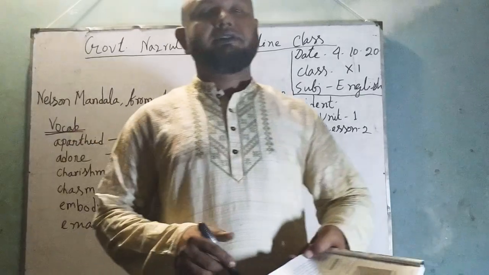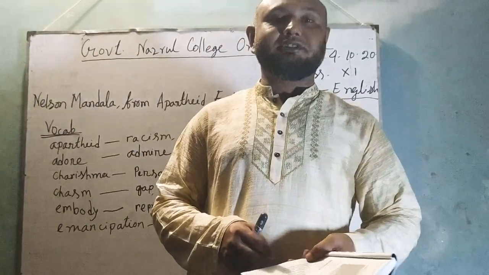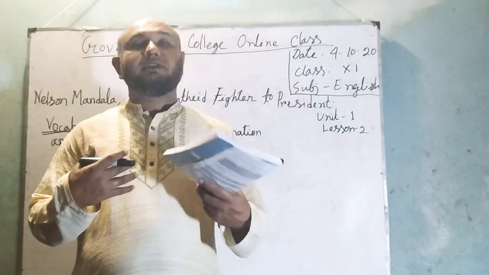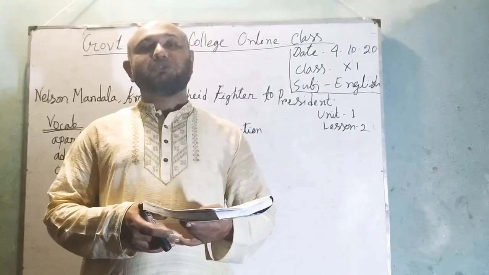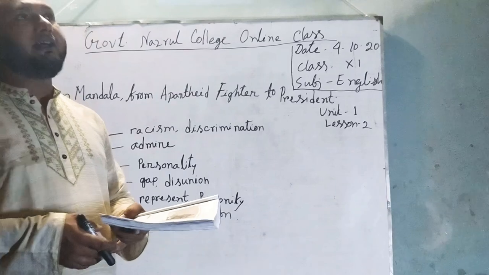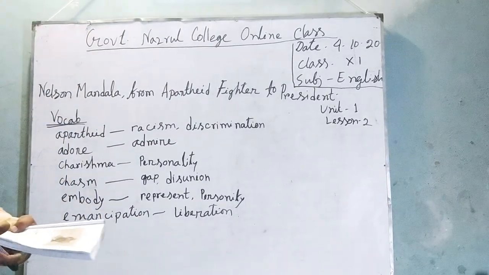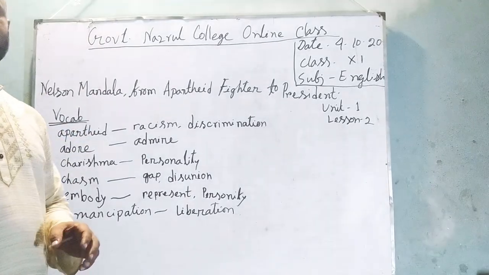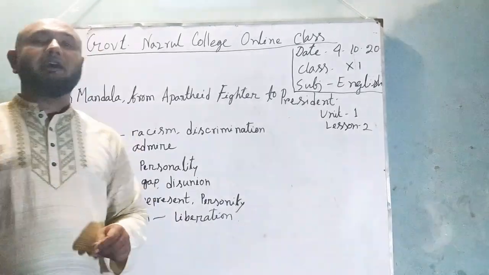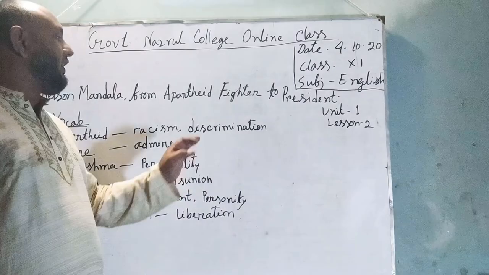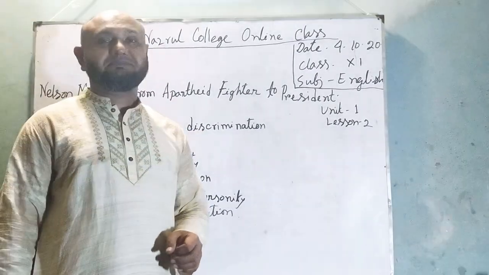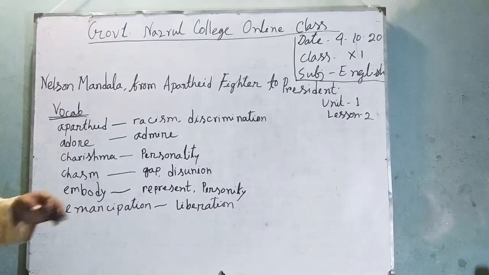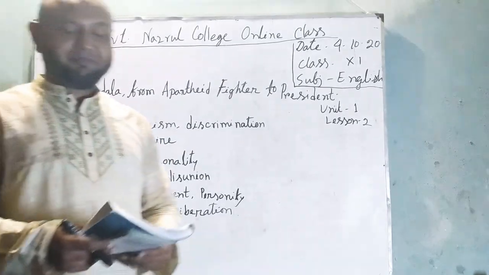Before starting our class, let's have some keywords, that's vocabulary. It may be new to you, that's why I'm going to tell the meaning of these words. The first is apartheid. Apartheid means racism or discrimination. Next, adore. Adore means admire.